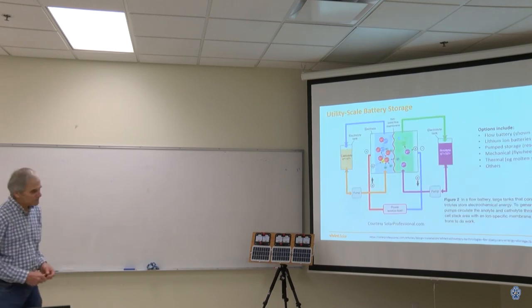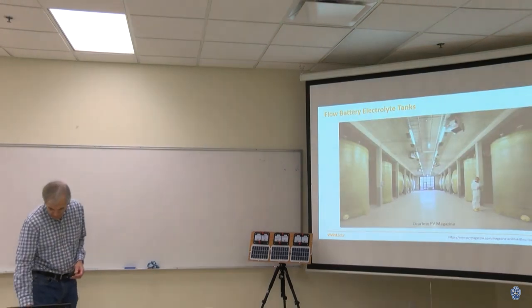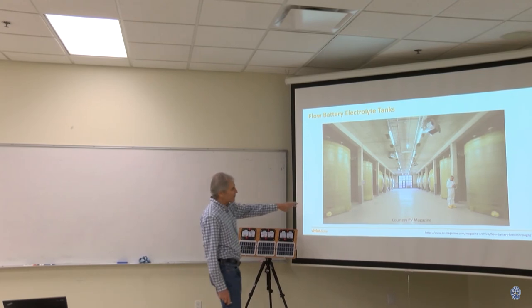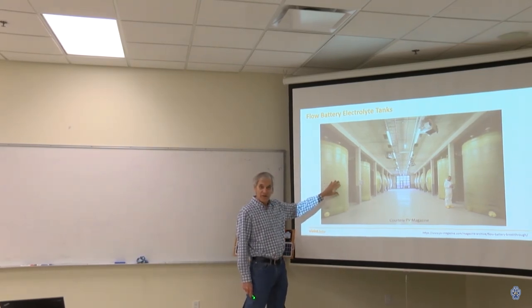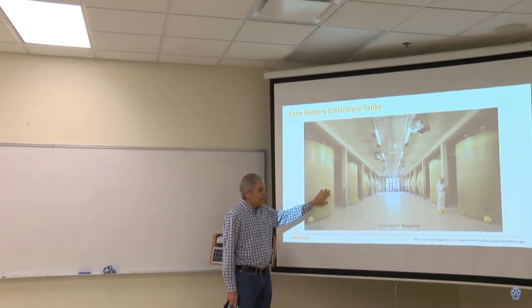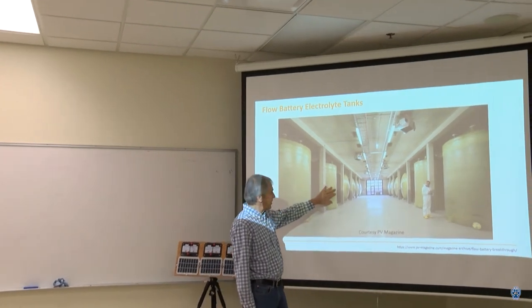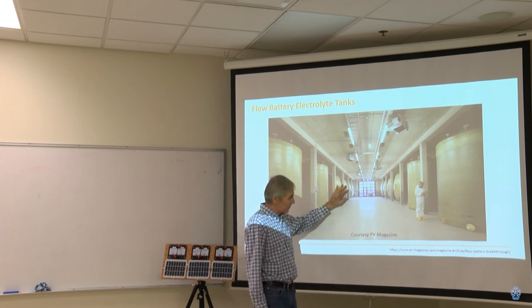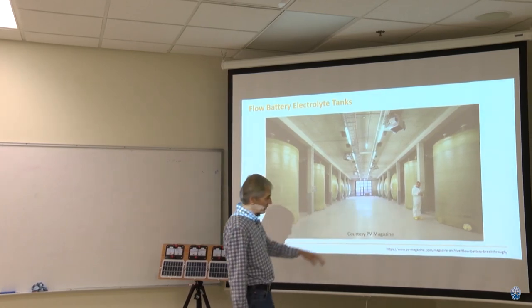This is pretty cool. This is for utilities. I'll start with this slide. This is the storage tank for electrolytes for a utility scale flow battery. You can imagine these are like 10,000 gallon tanks. Each one is filled. These are filled with a positive electrolyte. These are filled with a negative electrolyte, I assume.